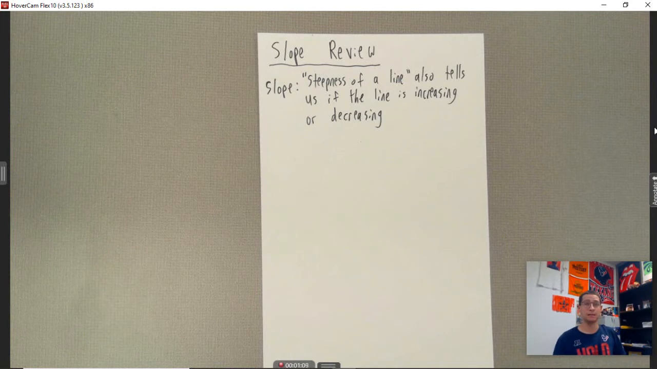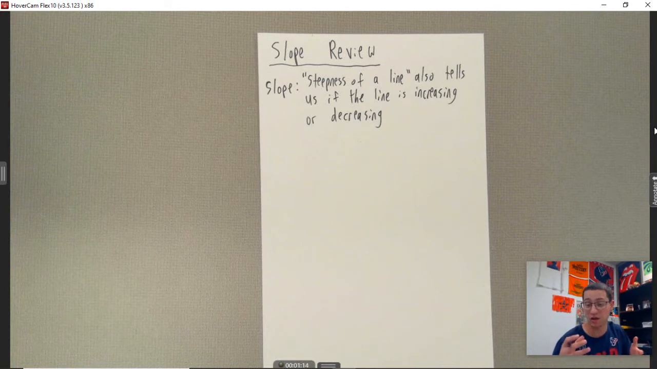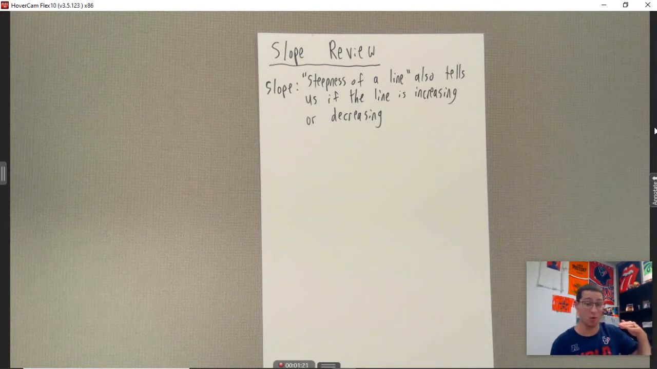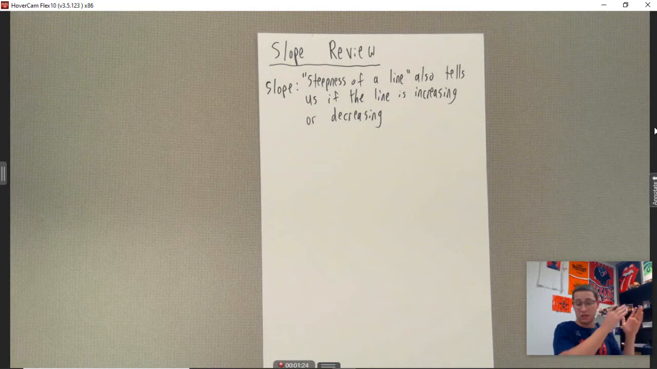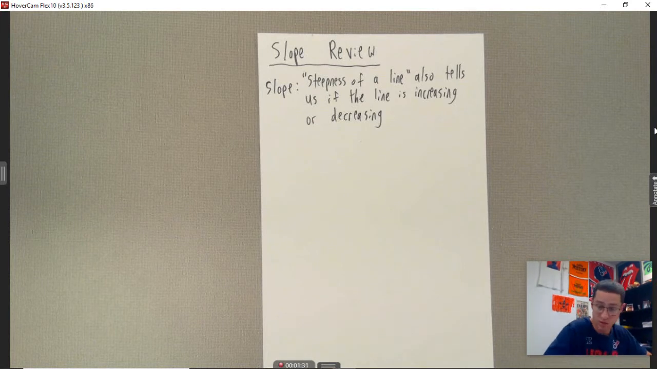It's the rise over the run. That might be one thing that you remember it as. In other words, it's the change in y over the change in x. That's another way to think about it. It tells us whether it's a more horizontal line or a more vertical line, or whether it's going down as x increases, or going up as x increases. Those are the types of things that slope tells us about the line.